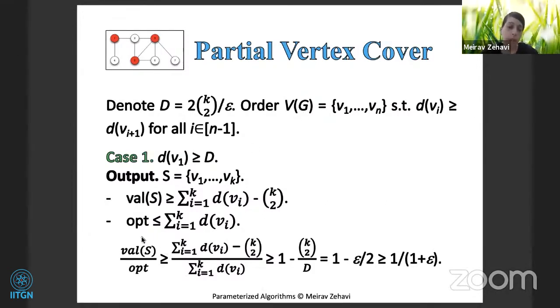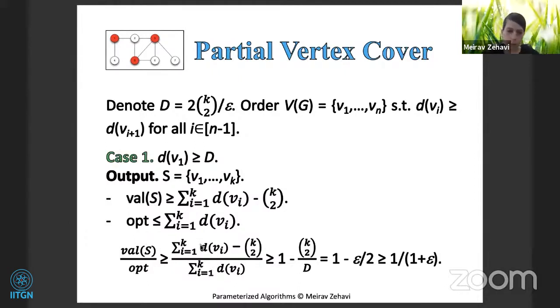We want to say that the value of S divided by the value of the optimum is at least 1 over 1 plus epsilon. I hope that you can also see my pointer when I'm talking. Because if this holds, then the value of S is greater or equal to opt divided by 1 plus epsilon. This is exactly what we want to show. So let's see that this holds. Instead of the value of S, we write at the top the lower bound, and instead of opt, we write at the bottom the upper bound on opt.